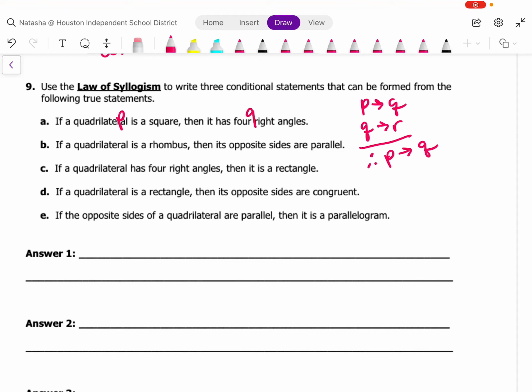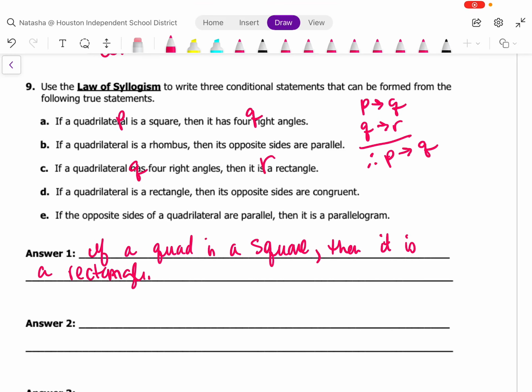So we've got P, then Q. All right, we've got Q, then we have a new statement, R. So we can definitely write that one. So we can write, if a quadrilateral is a square, then it is a rectangle.